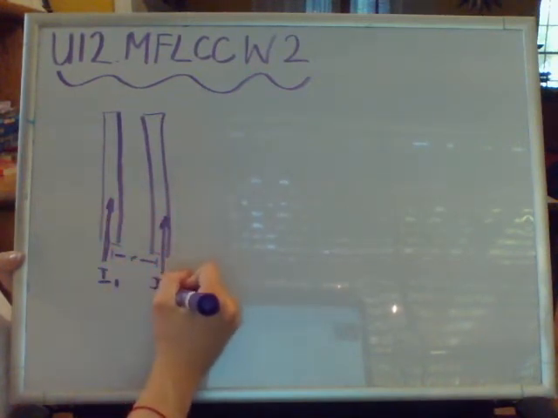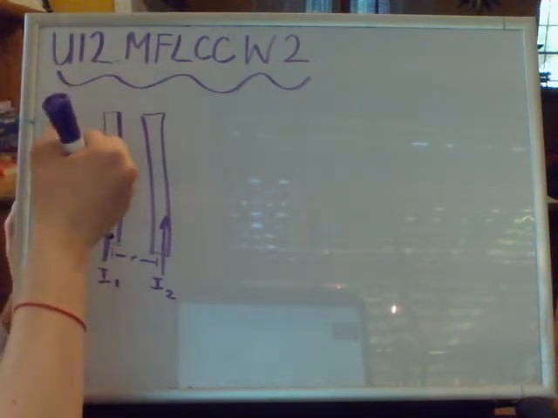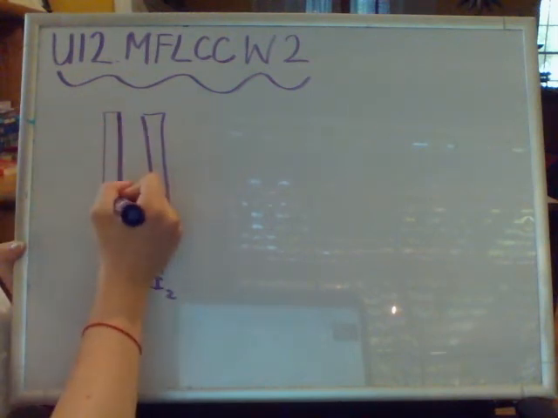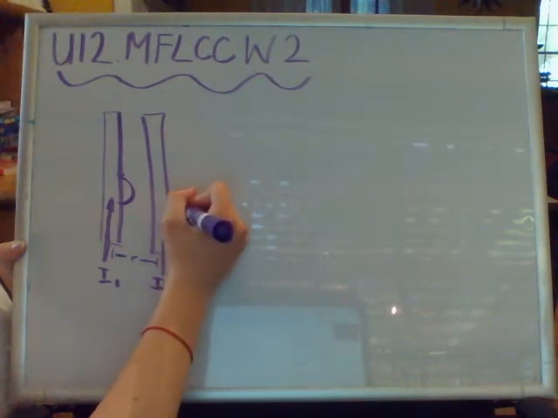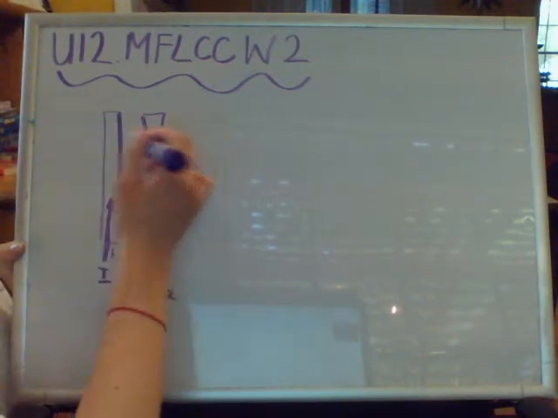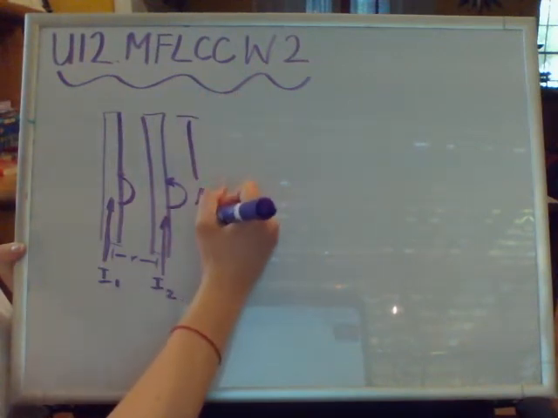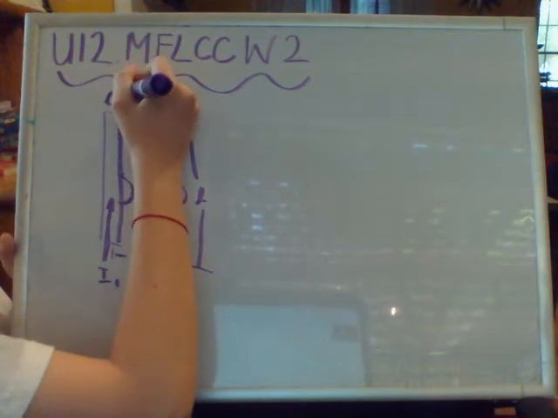I1 and I2, and we know that by the right hand rule it means that the magnetic field is going to be going this way, and then for this one it's going to be going that way. So this is when they attract each other, and both of them have L length. And so this is if they attract.